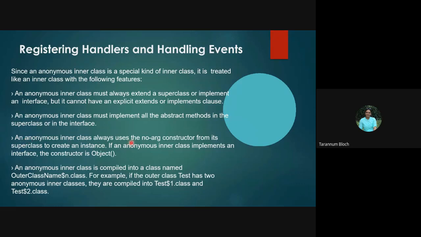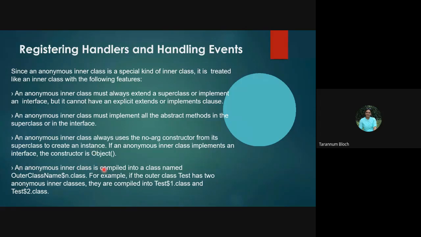An anonymous class always uses a no argument constructor from the superclass to create an instance, right? And if it is going to be implemented using an interface, right? At that time, it will have the constructor object. Fine. So this is a special constructor which is there with the interfaces, right?